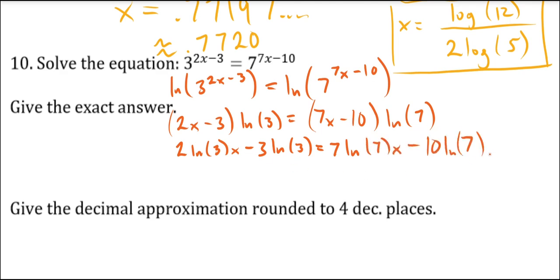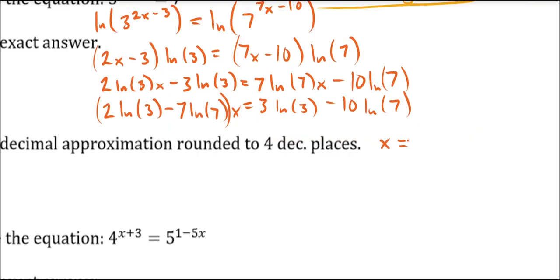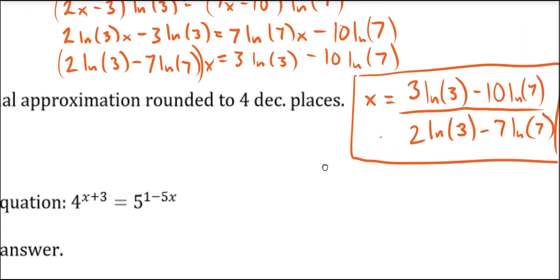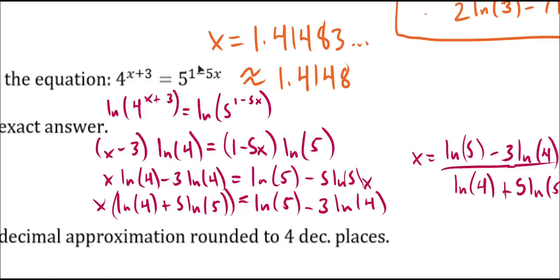Grouping all of the terms that don't have an x in them to one side and the ones that do to the other, I'll have the following once I factor out my x. We could then divide off that term to give me my exact answer. If I want this answer rounded to 4 decimal places, we need to type this carefully into the calculator. Let's make sure to put parentheses around our numerator and our denominator as such, and this would be our approximate answer. This next one is going to follow almost exactly the same moves.